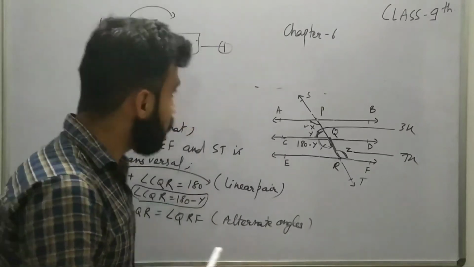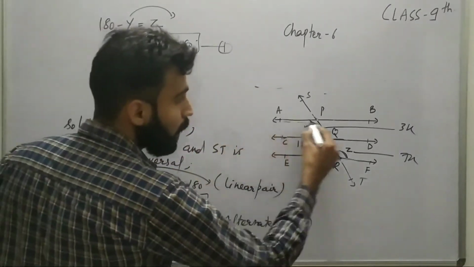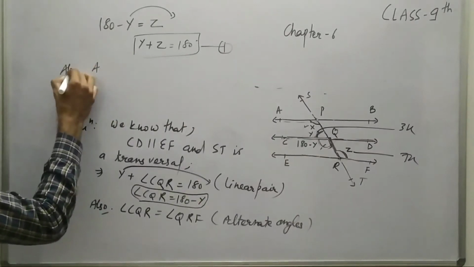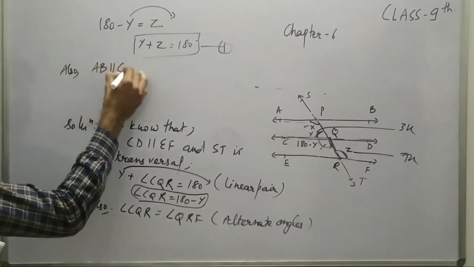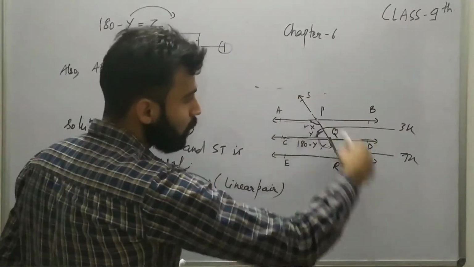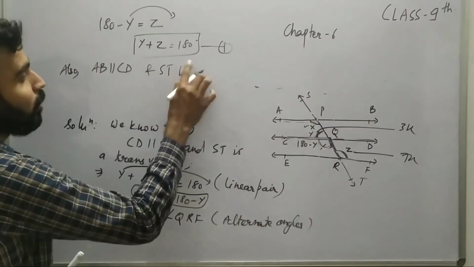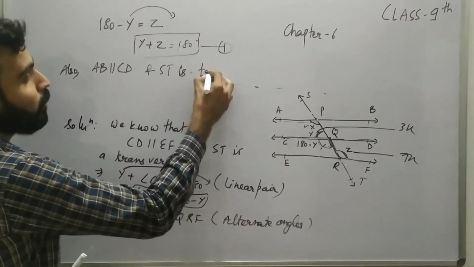Now the other thing is, you can see this line AB is parallel to CD. So let me write that also, AB is parallel to CD here, and this is a transversal ST. ST is a transversal.